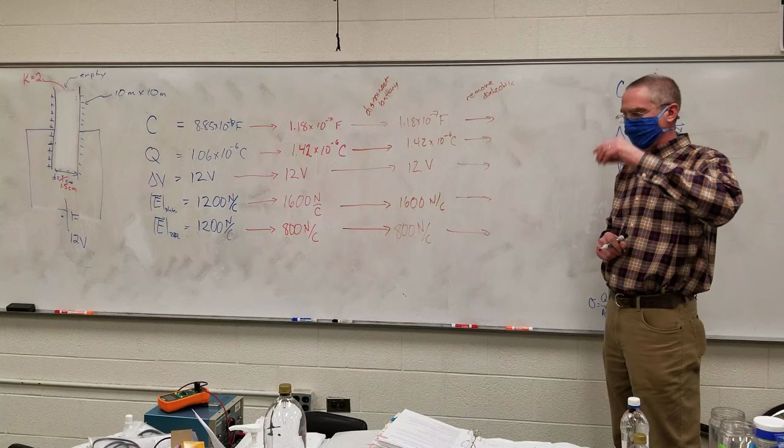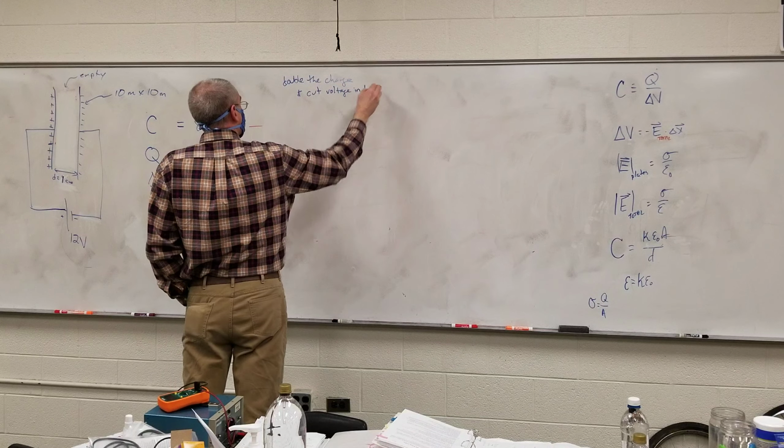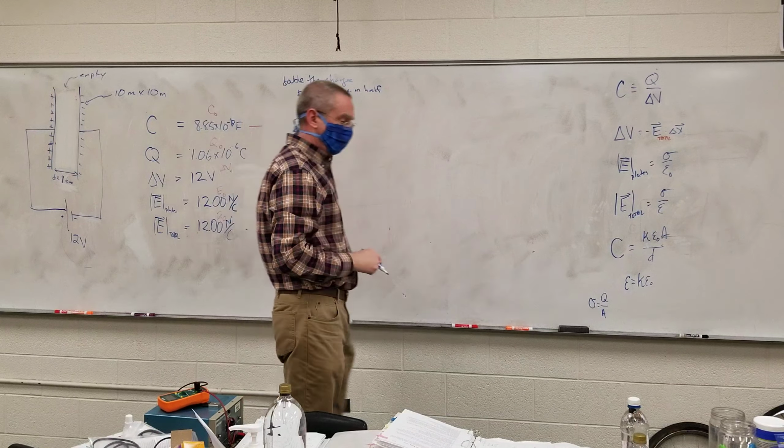Double the charge and cut the voltage in half. So, if I'm doubling the charge and cutting the voltage in half, what can I do? Multiply the capacitance by 4. And how would you do that?